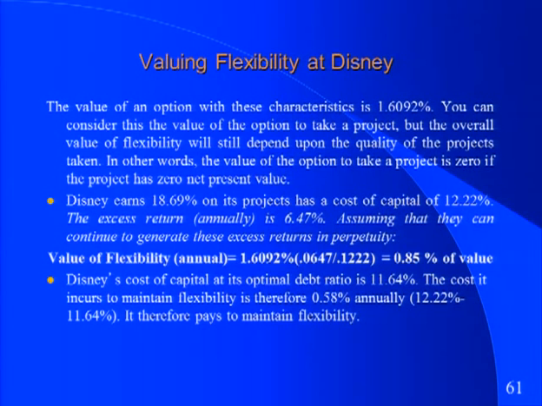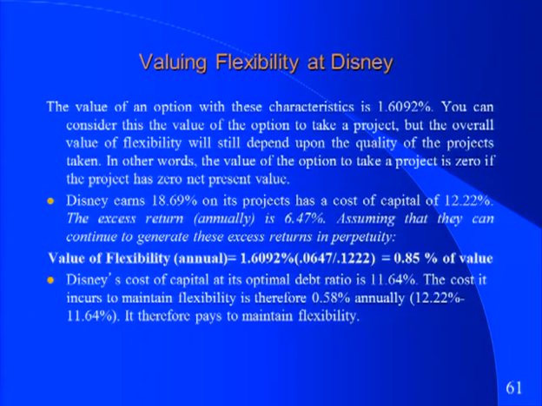The value that I got for the option with those inputs is 1.6092%, based on that S, K and sigma from the previous page. So what am I valuing? I'm valuing the option for Disney to take a new project, right? But what's the value of a new project? The net present value I get from that project, what I earn over and above the cost of capital.